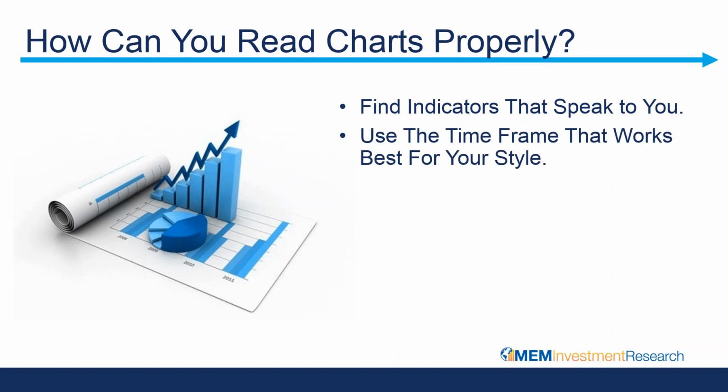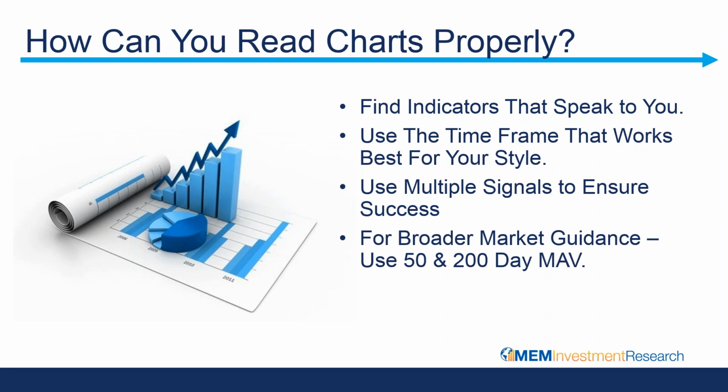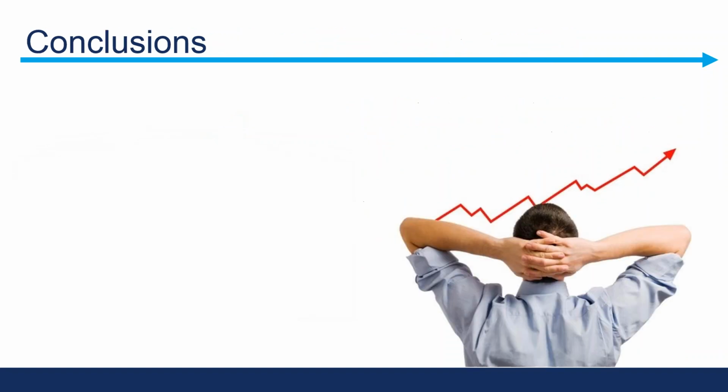Also, we touched on this, you're going to want to use the time frame that best fits your style. The shorter term time frame, 15-minute, you can even get more refined than that, is going to be for your daily trader. And then your longer term is more for investors. And then multiple signals, and hopefully you picked up on that, you want to have multiple signals pointing you toward the same conclusion so that you can have the confidence to really pull the trigger. And then lastly, for broader market guidance, use those moving averages, the 50 and 200-day moving average.